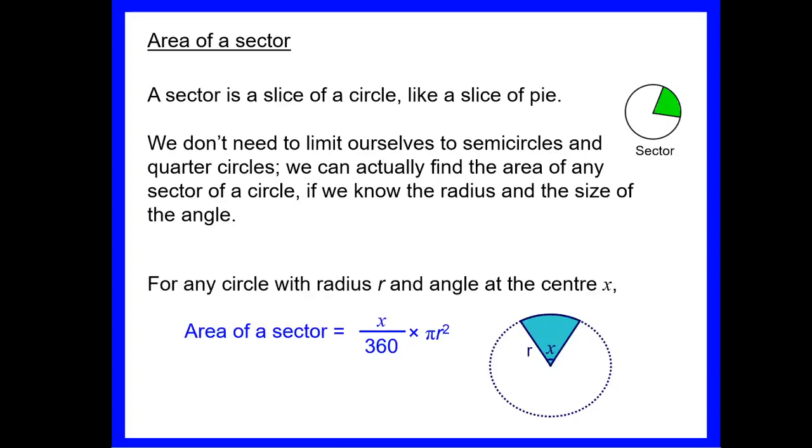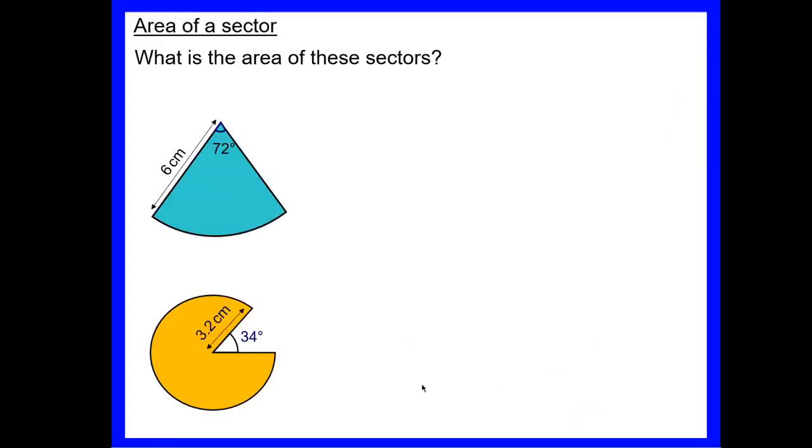So for any circle with a radius of r and a centre angle, which we're going to call x, our formula would be x divided by 360. Now that's our fraction of the circle. Remember, an entire circle has 360 degrees, and we want x out of that 360, times pi r squared, which is the area of the circle. So we're finding out what fraction of, and remember, of in maths is times, the circle area we want. So we've got the fraction of the area of a circle. Let's have a look at how that works then.